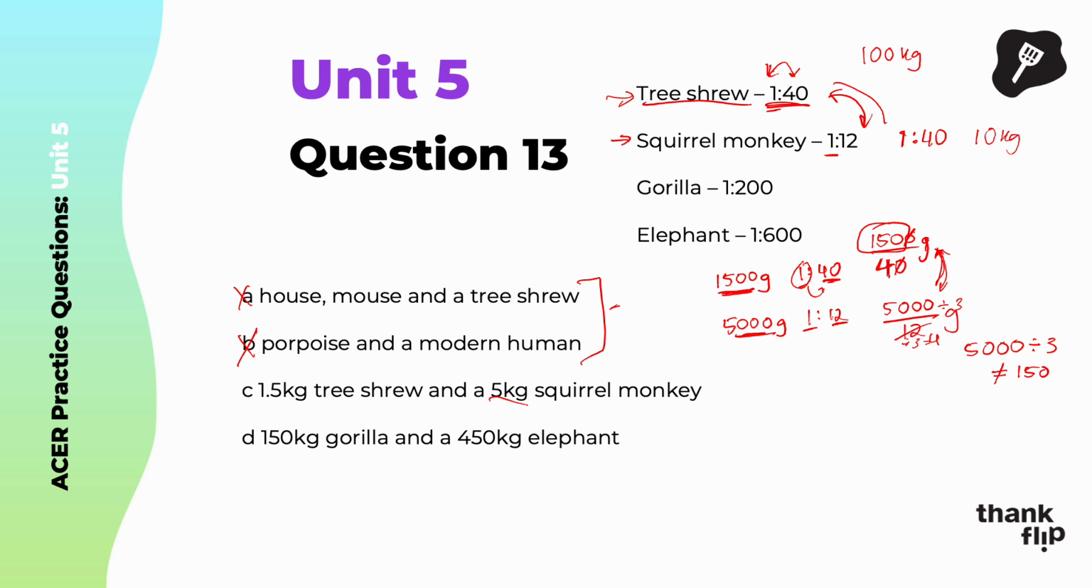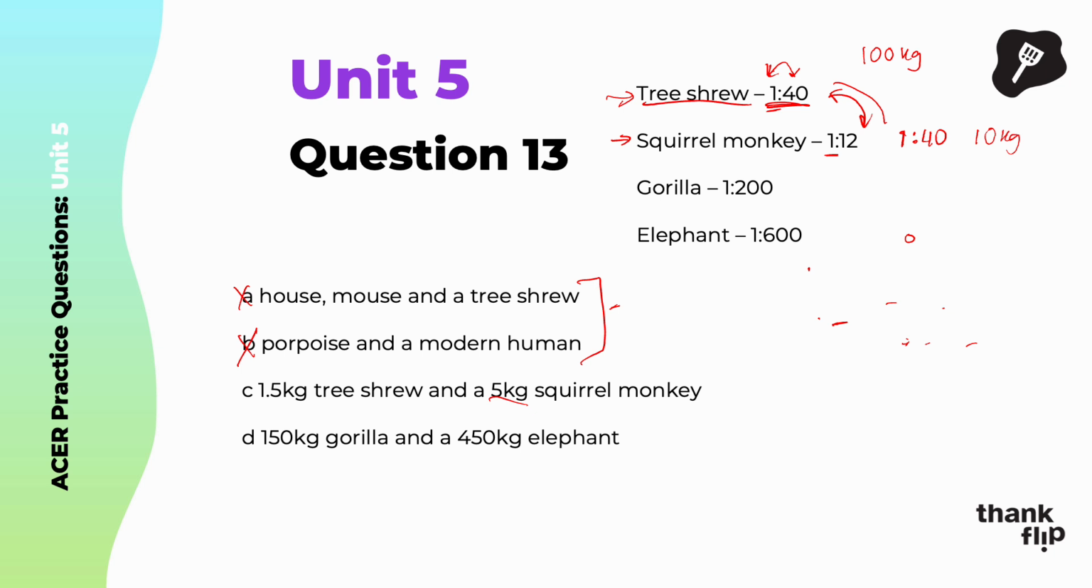You could also, to avoid the decimal, do 3 over 2 kilograms and divide that by 40, and then take 5 kilograms and divide that by 12. You'd basically find that the numbers you get at the end are very different. You don't even need to do the full calculation to realize that the brain mass of a tree shrew and a squirrel monkey is going to be different. Then you just move on to D and hope that that one's right.